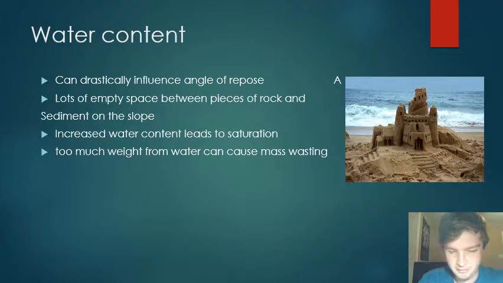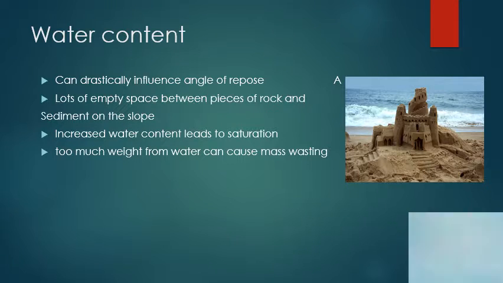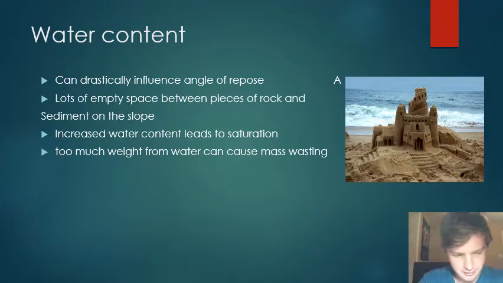A good example of this is building a sandcastle at a beach. Adding a little bit of water to the sand will help it stick together, but if you add too much water, the sand won't stick together at all and you'll just have a puddle of sand and a mess on your hands. The sheer weight of the water present can also lead to mass wasting. Water is much heavier than air, since it's replacing the air in the slope, and the added weight can increase the likelihood of mass wasting.